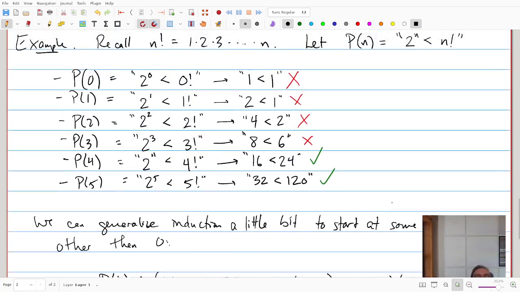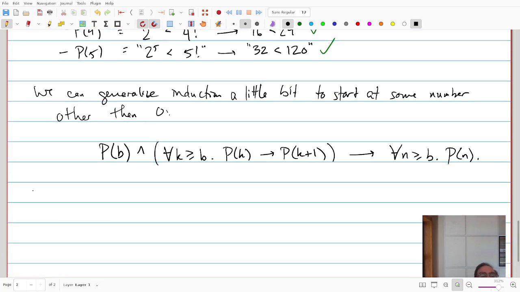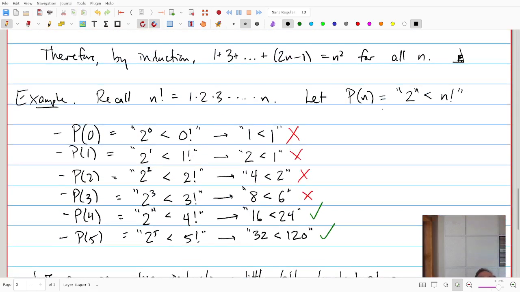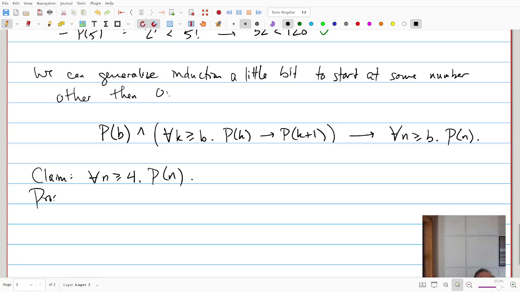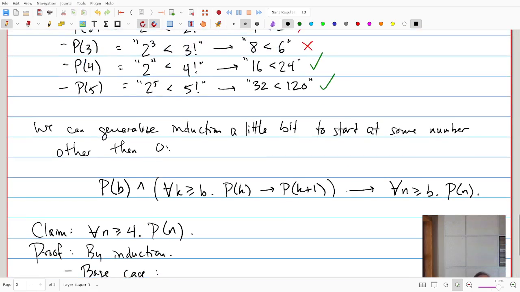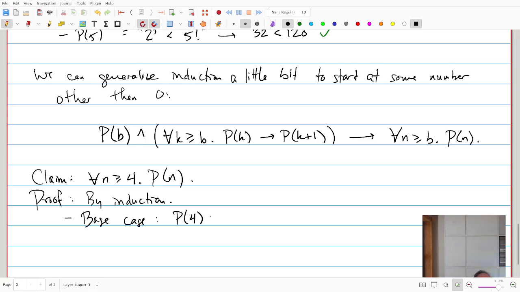So let's try proving it. I guess our claim then is, for all n greater than or equal to 4, P of n, where P is this statement. Proof by induction. Okay, let's do our base case. I mean, we already did it up above. Our base case is when n is 4. P of 4 says 2 to the 4th is less than 4 factorial, which is true.